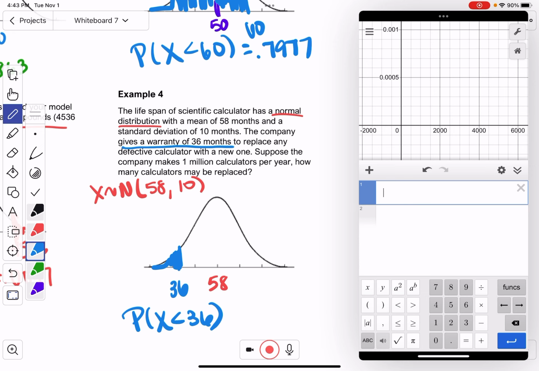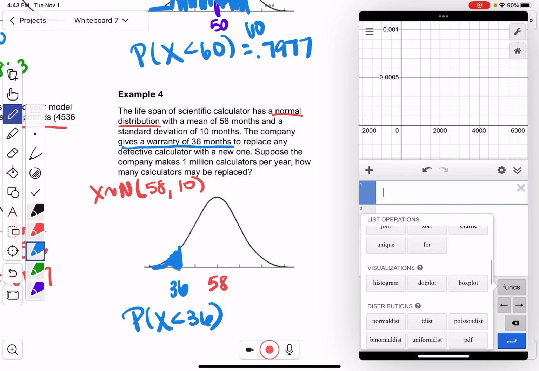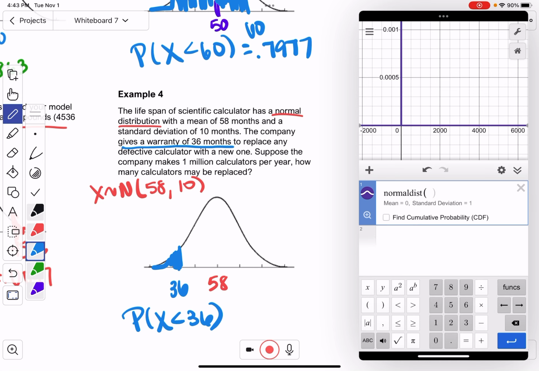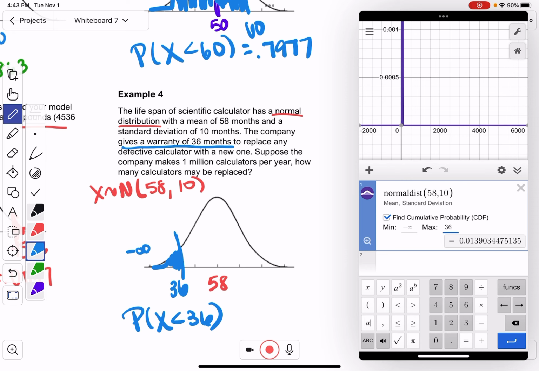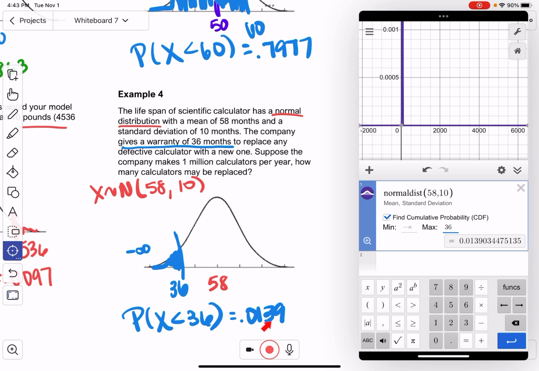So again, I'm going to need to go to my normal function. My mean is 58. My standard deviation is 10. I want to find the cumulative. I can tell you my lower bound is negative infinity. My upper bound stops at 36. So this is equal to 0.0139. So only about 1.39% of the calculators are going to get warranties, right? Which is why this works out.